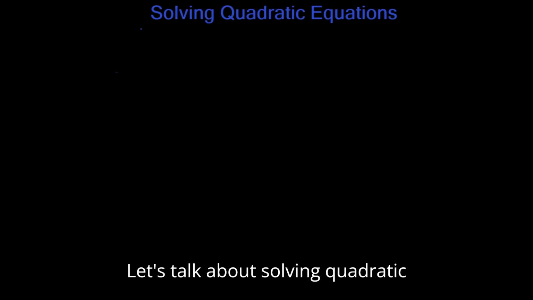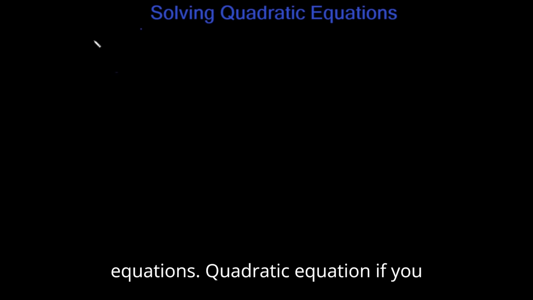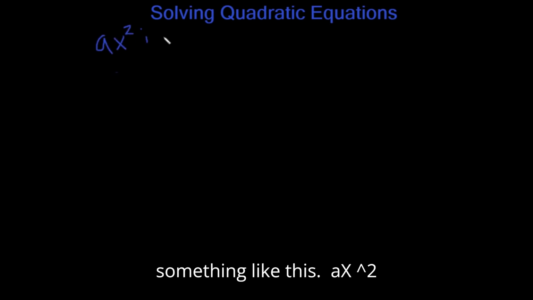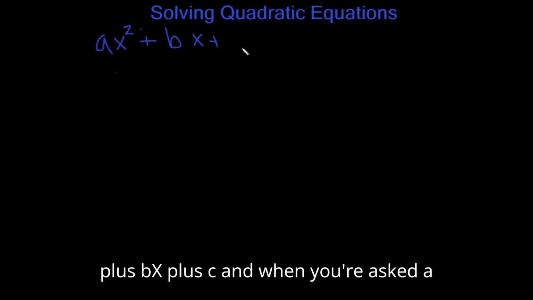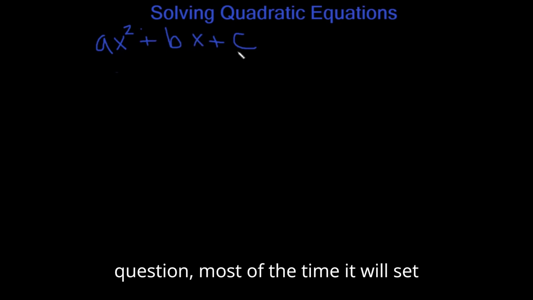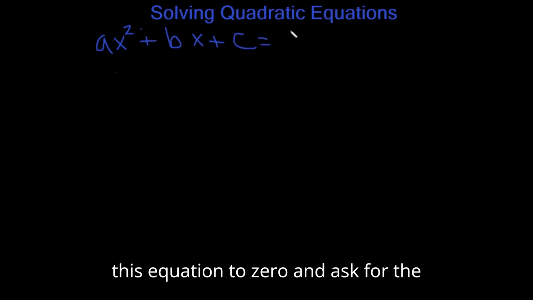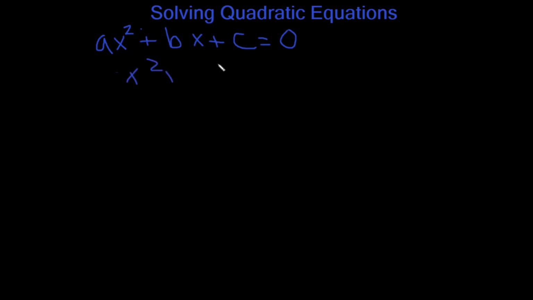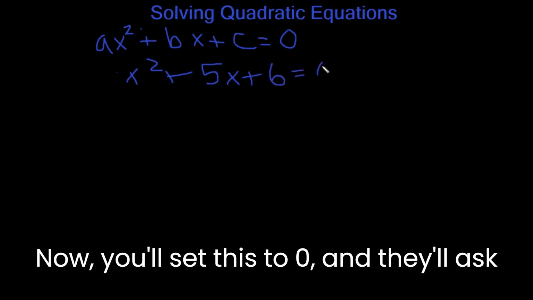Let's talk about solving quadratic equations. A quadratic equation, if you remember, is an equation that looks something like this: ax squared plus bx plus c. And when you're asked a question, most of the time it will set this equation to 0 and ask for the values of x. So an example of this equation could be x squared plus 5x plus 6. Now, they'll set this to 0, and they'll ask for the values of x.